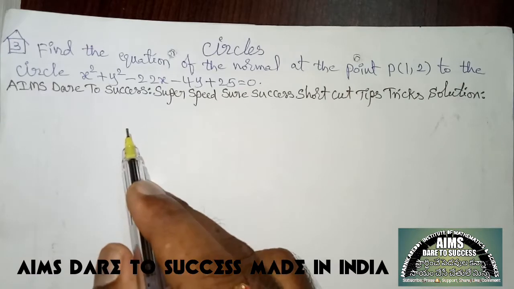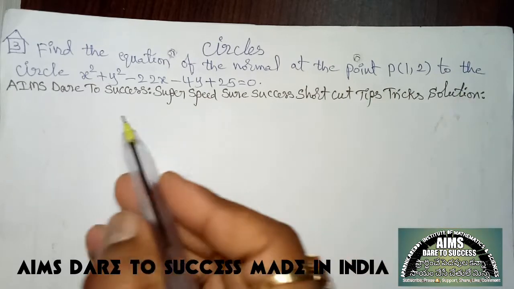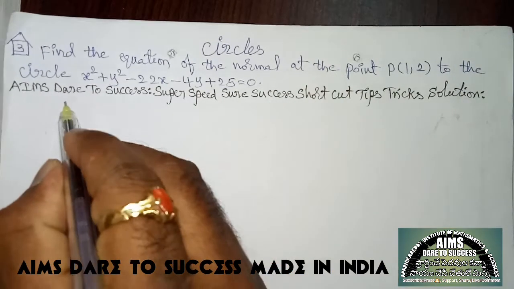Next, one more question, a similar model question. Find the equation of the normal at the point P(1, 2) to the circle x² + y² − 22x − 4y + 25 = 0.